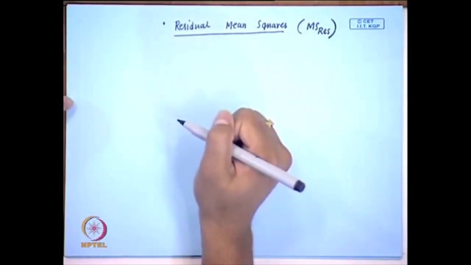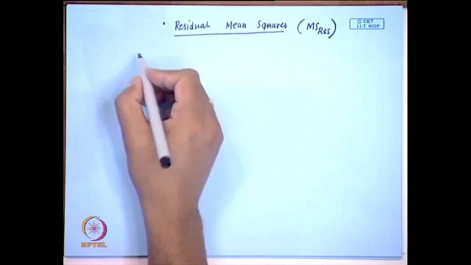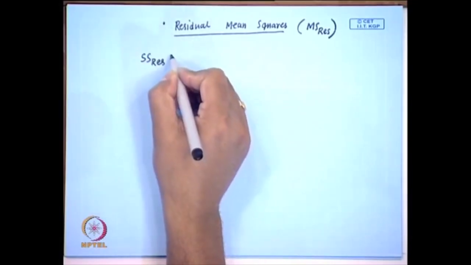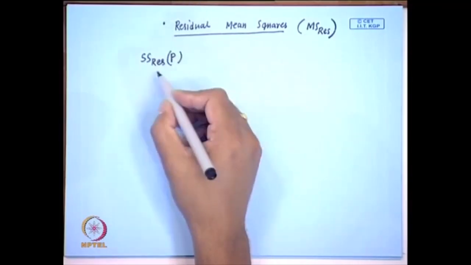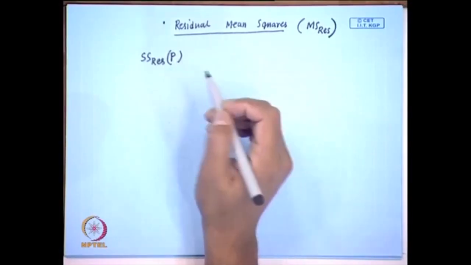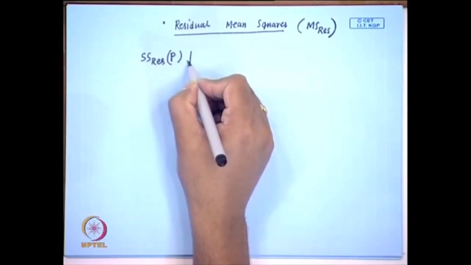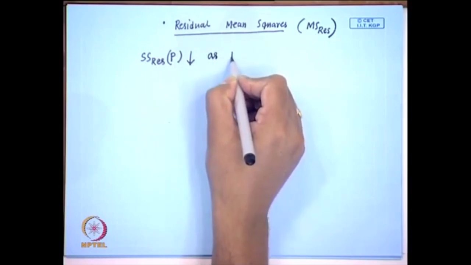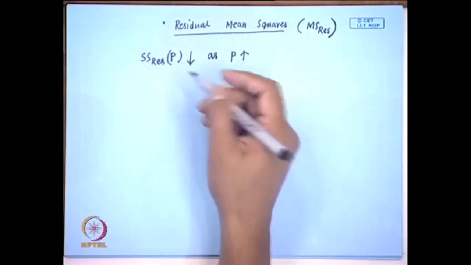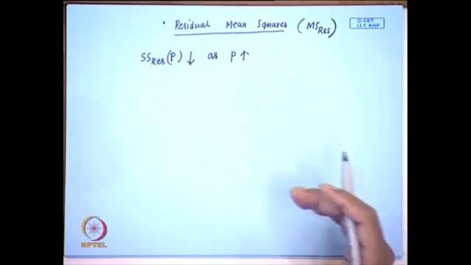What we observed in the last class is that SS residual p, by this we mean the residual sum of squares for a model involving p minus 1 regressors, decreases as the number of regressors increases, but the same is not necessarily true for MS residual. MS residual may increase if you increase the number of regressors also. That is what we observed in the last class.